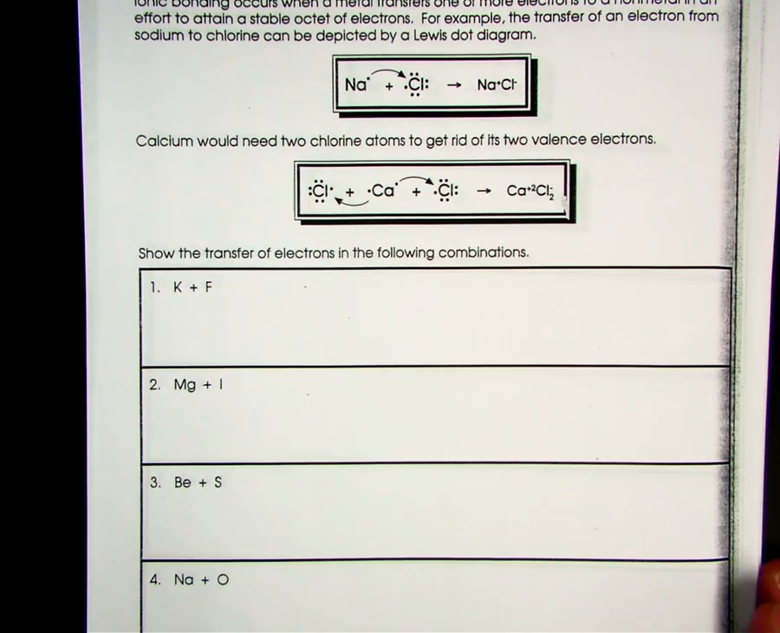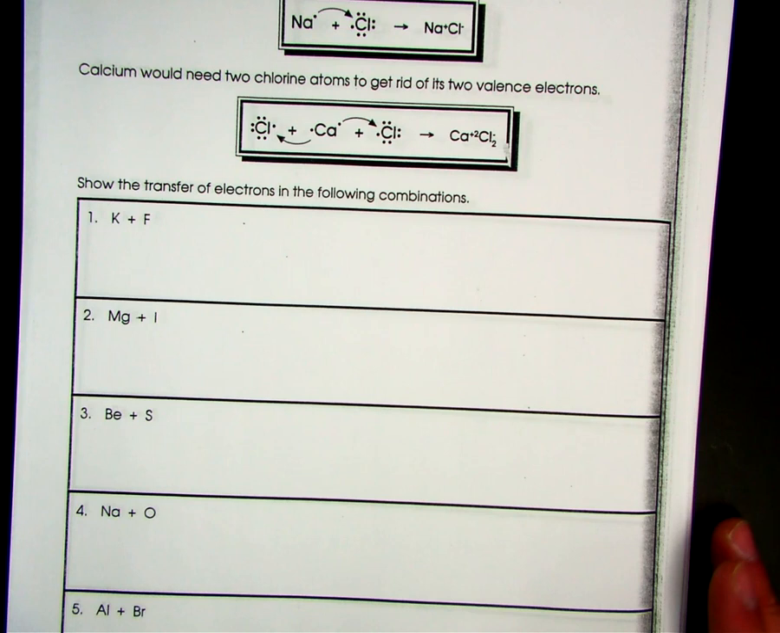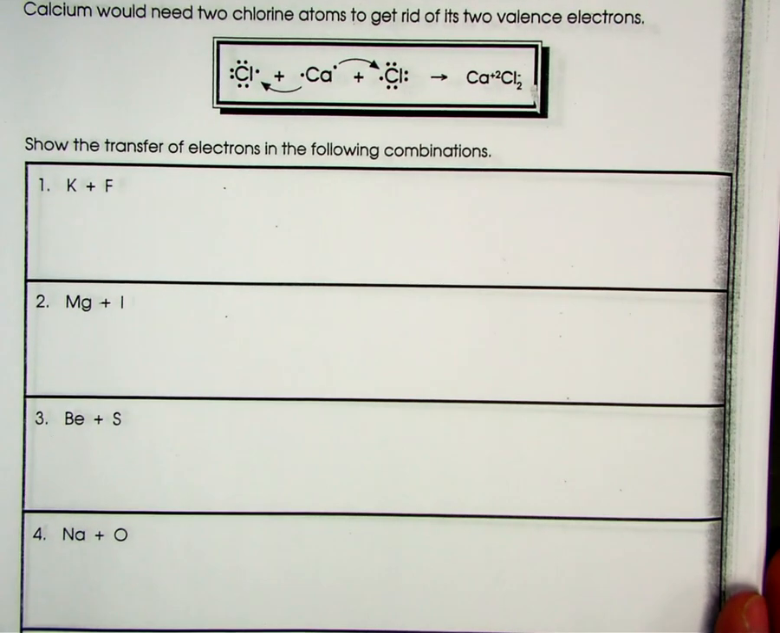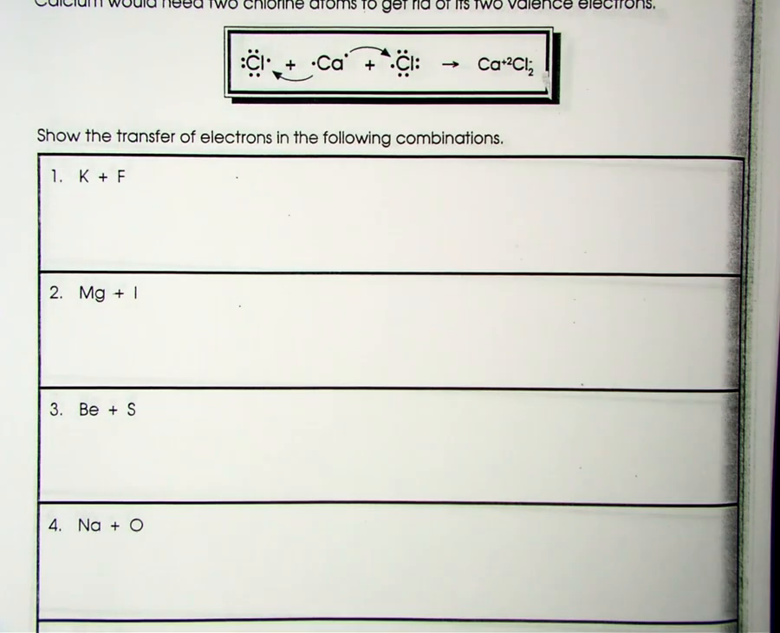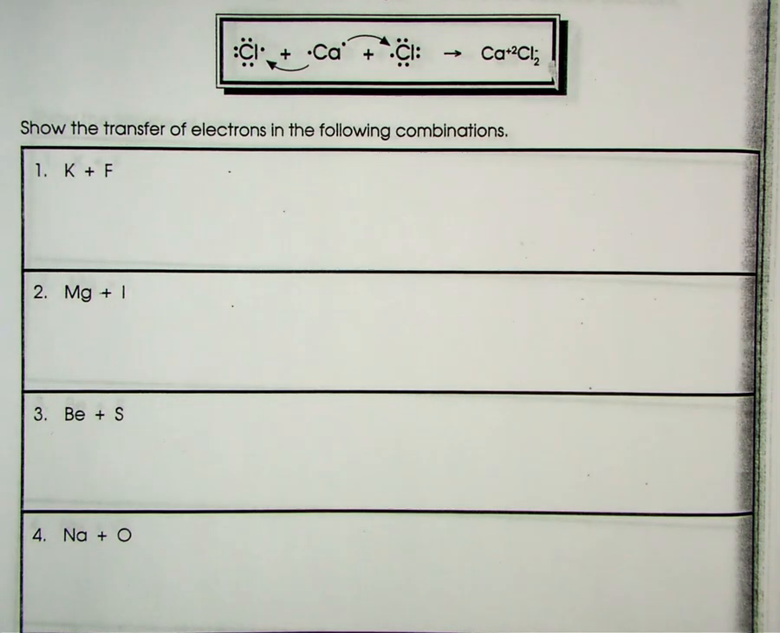Okay, let's take a look at the first couple from this worksheet here. We have two elements that are going to be put in contact with each other. We have potassium and we have fluorine. Now to do this, we're going to need our periodic tables. So if you grab your periodic tables, we'll figure out how this works.